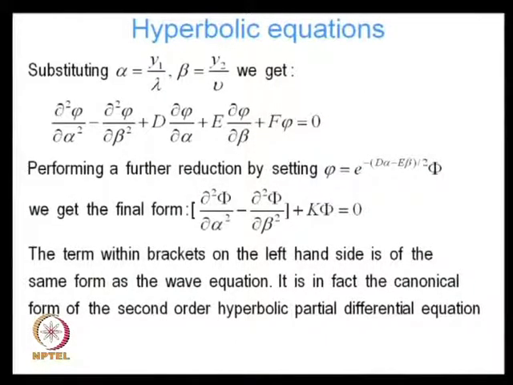And if you look at the term within brackets on the left hand side, it is of the same form as the wave equation, right. It is in fact the canonical form of the second order hyperbolic partial differential equation. So all hyperbolic partial differential equations can be obtained from this form, whether it is the Helmholtz equation, the wave equation, any hyperbolic second order partial differential equation you can get from this form. So this is the canonical form of the second order linear hyperbolic partial differential equation, right.